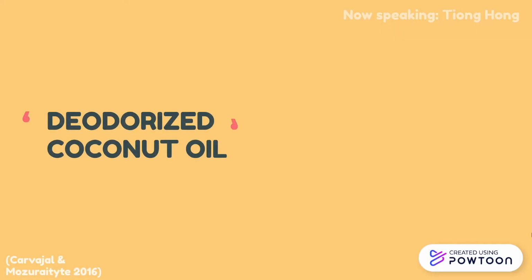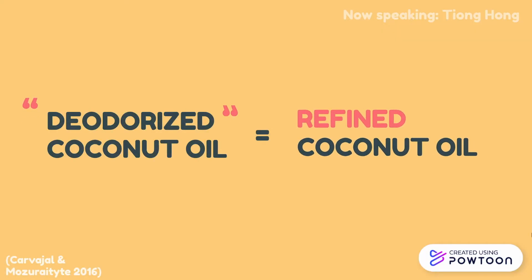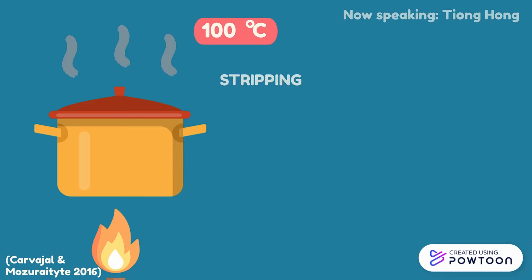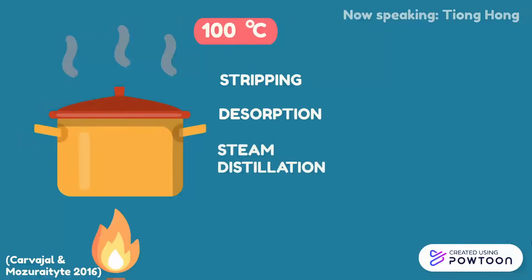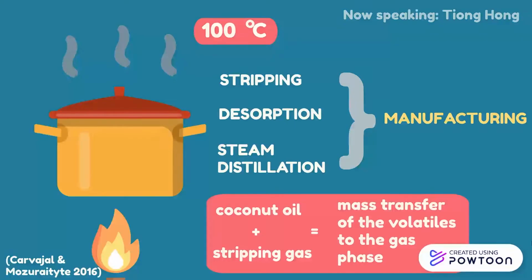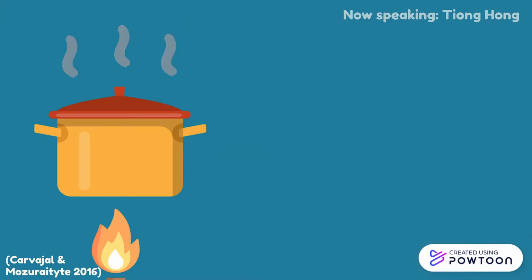The deodorized coconut oil is also known as refined coconut oil. In the deodorization process, the oil is heated at a high temperature, which is 100 degrees Celsius, to remove the volatiles. This process is also known as stripping, desorption, or steam distillation. In manufacturing, coconut oil is mixed with stripping gas to facilitate the mass transfer of the volatiles to the gas phase. The gas phase is continuously removed from the liquid phase. Unwanted flavors are removed by this process.